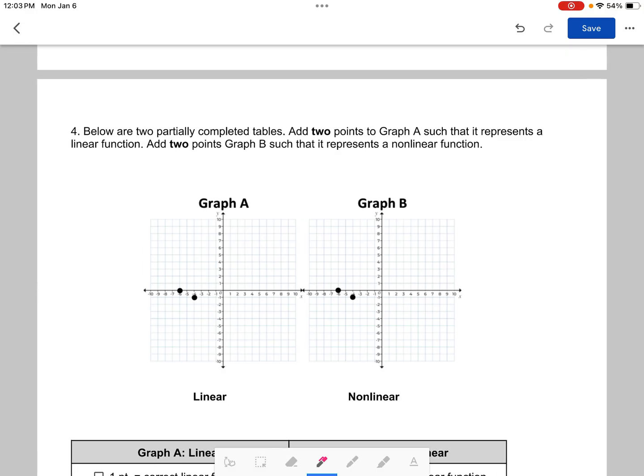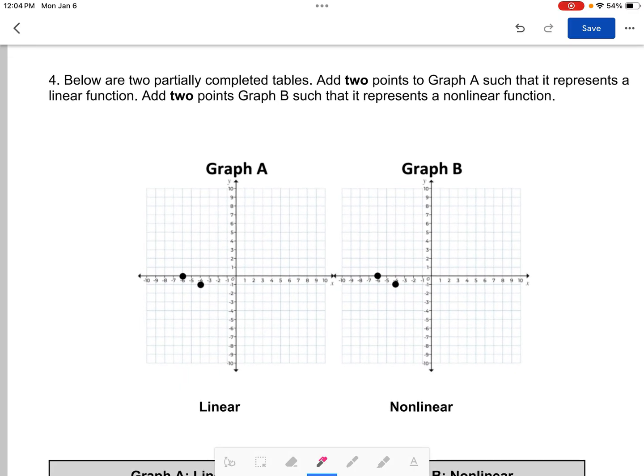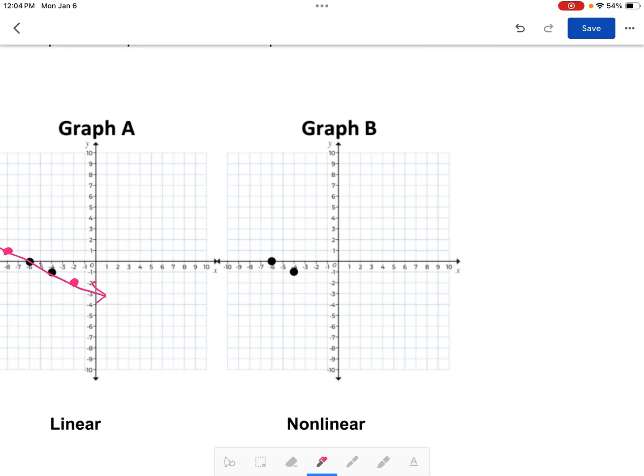Looking at number 4, below are two partially completed graphs. Add 2 points to graph A such that it represents a linear function. Add 2 points to graph B such that it represents a non-linear function. Okay, so looking at graph A, I can add 2 points. I'm going up 1 and to the left 2, so I'm going to go up 1 and to the left 1, 2, plot a point. I can also do the opposite. I can go down 1 and to the right 2. Draw my line through those points. That is a linear function. It passes the vertical line test.